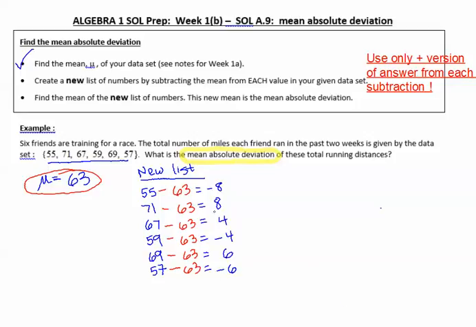After you get all your differences, remember that you're supposed to use the positive version of all of these numbers, because we're really using the absolute value. If you remember what absolute value is, we're using the absolute value of all these numbers. And then you're going to find the mean of this list of numbers in the same way in which you found the mean in your original list of numbers.